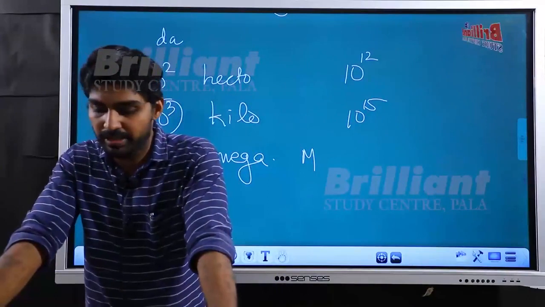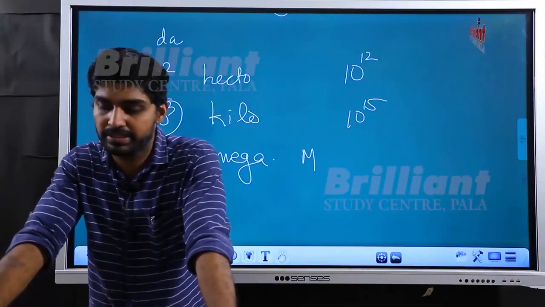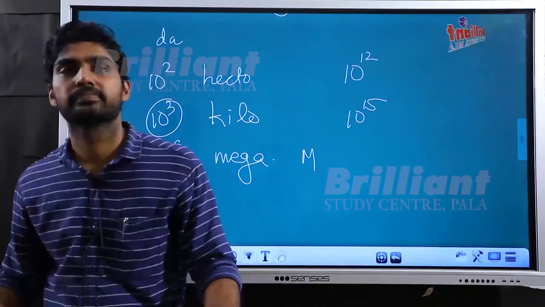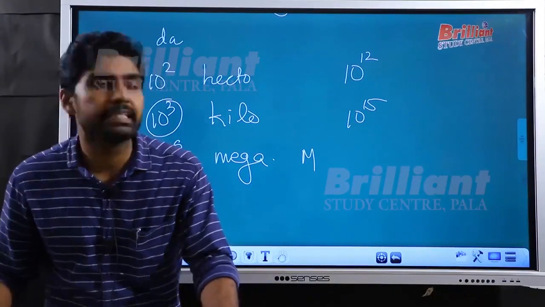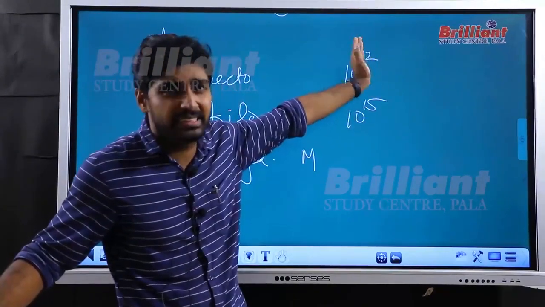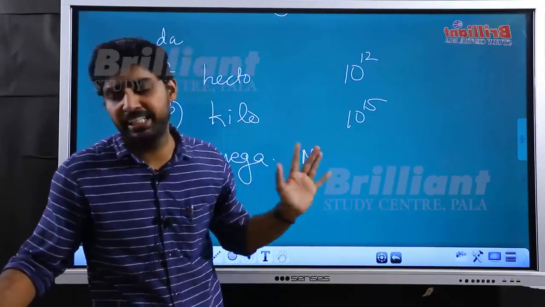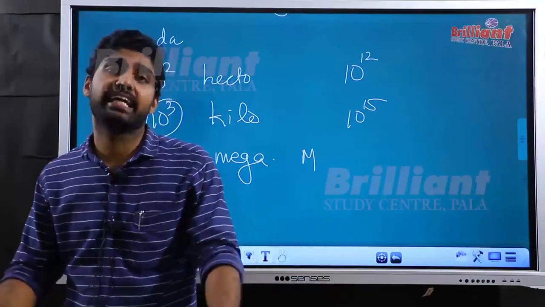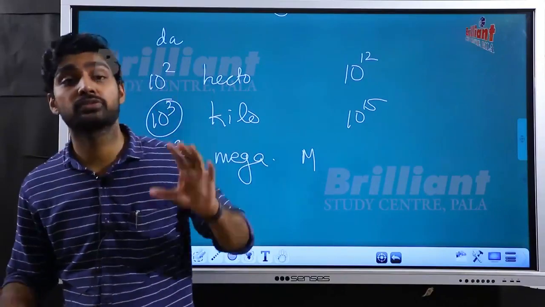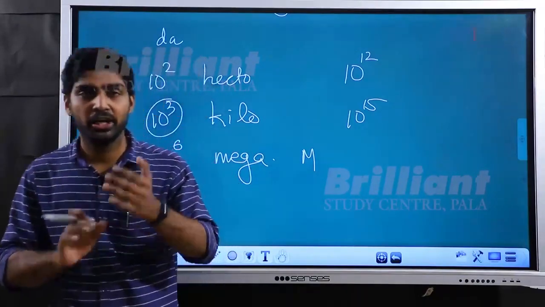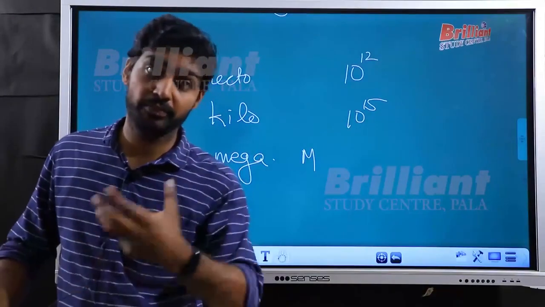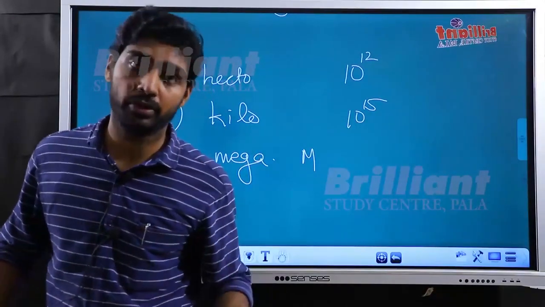You'll be familiar with that. 10 to the power 12 is tera. 10 to the power 15 is peta. 10 to the power 18 is exa. So we have the prefixes to represent much larger quantities. You'll get this entire list of prefixes in your textbook. You'll get it in your notes.